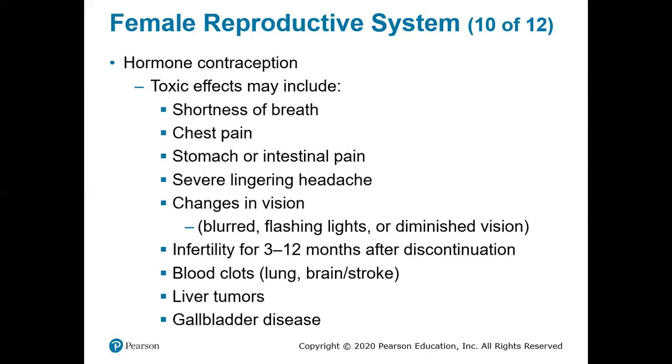Some toxic effects that come with birth control, and this is on page 565. It's the bullet points along the left. So, toxic effects may include shortness of breath, chest pain, stomach or intestinal pain, severe lingering headache, changes in vision, such as blurred, flashing lights, or diminished vision, infertility for 3 to 12 months after discontinuation. Can also develop blood clots, and not just for the cycle, but also in the lung and brain. So, there's a risk of stroke, liver tumors, and gallbladder disease.